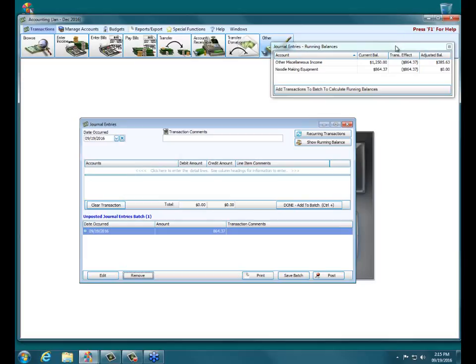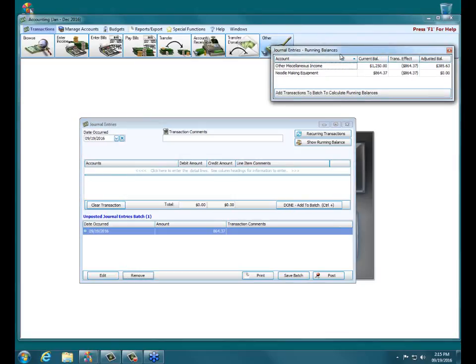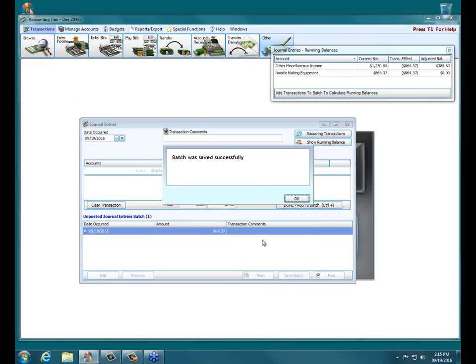But in this case, we want to try to avoid those if we can. If we can try to get it right the first time, that really helps, and that running balance window really does help with that. Also, if I'm not ready to post the batch, I can also save it. So if I click Save Batch, you get the dialog box that says Batch was saved successfully.